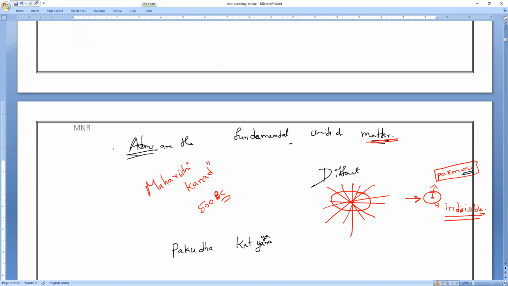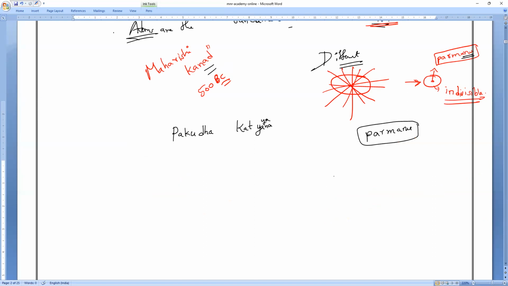Pakuda Katyayana actually extended the theory proposed by Maharshi Kannad. He proposed that these Paramanu generally exist in combined form. So when more than one atom is combined, what do we call it? Everybody? Yes, molecule. Not compound; compound is different atoms combined. So Paramanu, atoms exist in combined form. Yes, please respond. What is that?